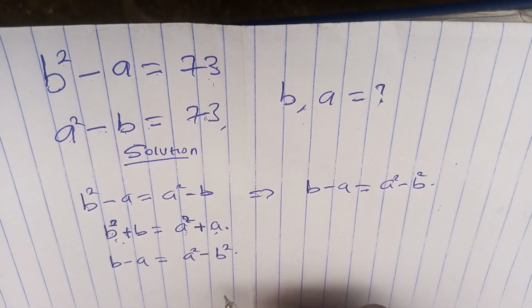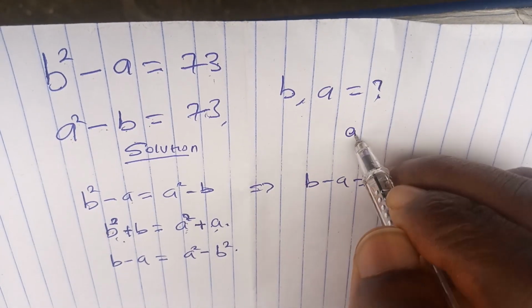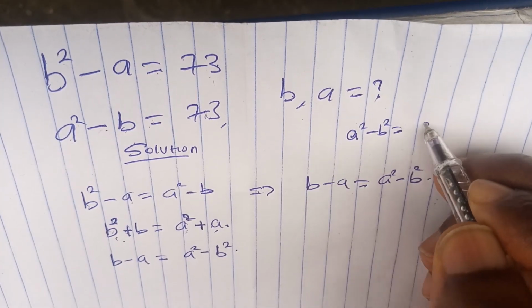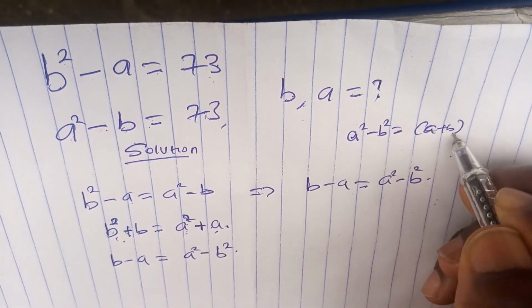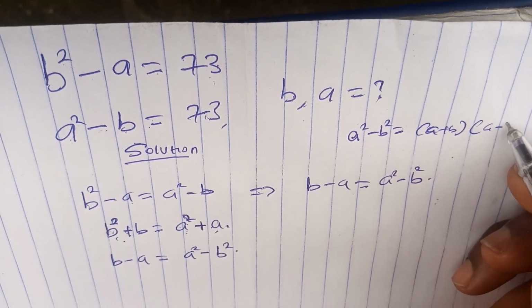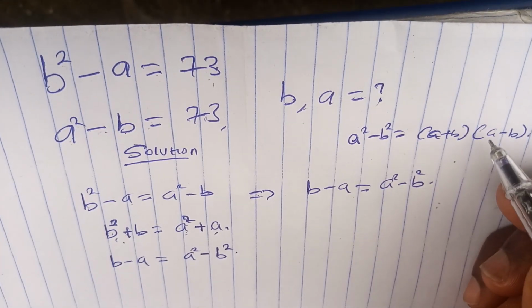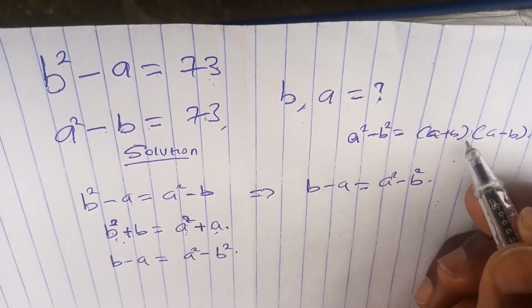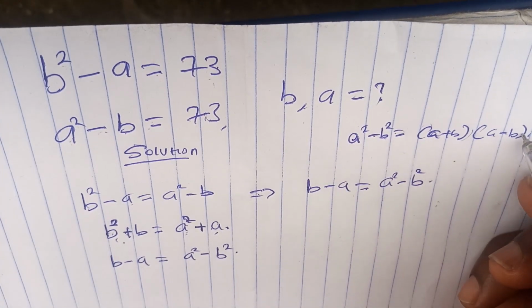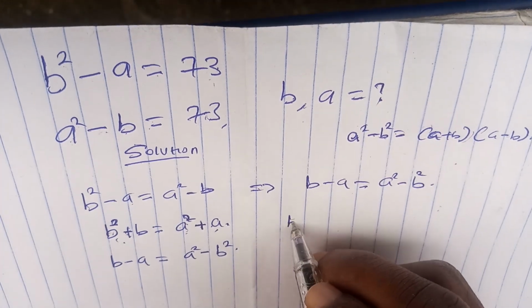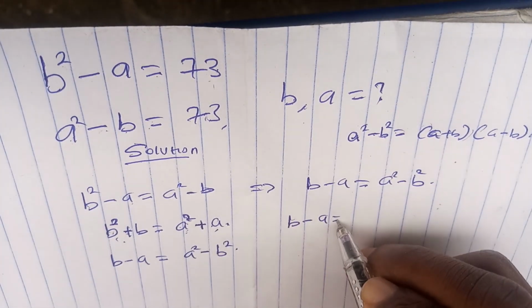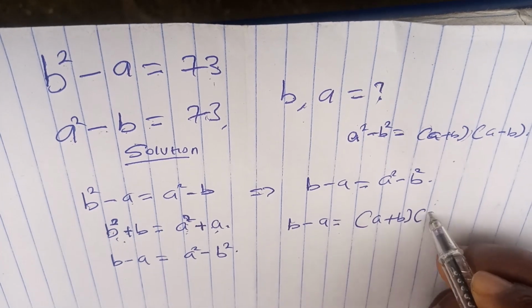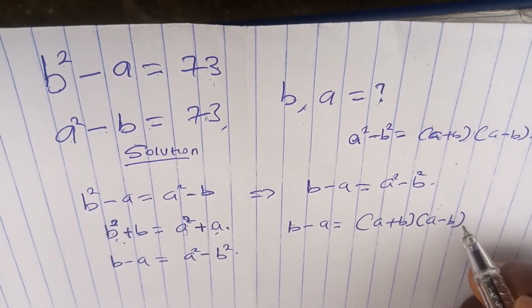Recall from basic mathematics, the difference of two squares: a² − b² is equal to (a + b)(a − b). So we can say our b − a is equal to (a + b)(a − b).